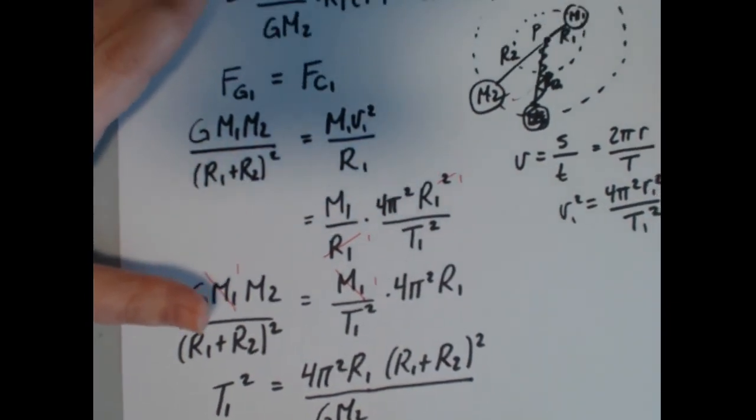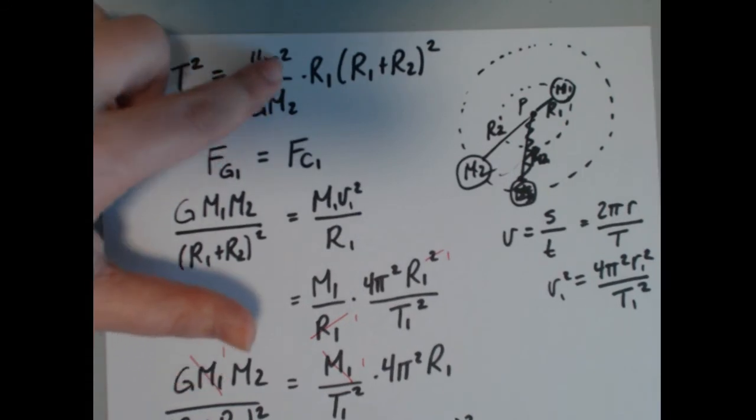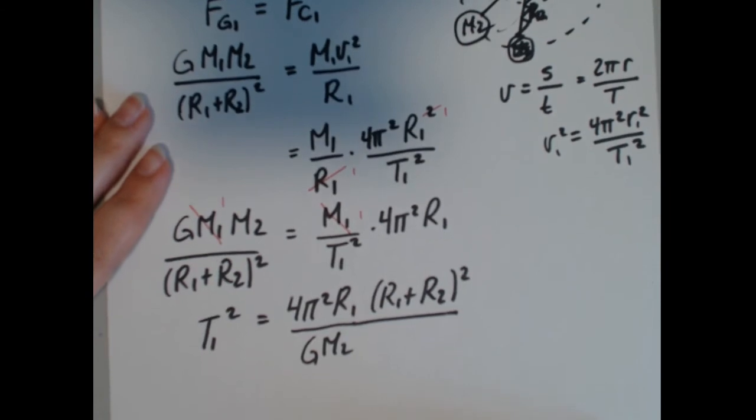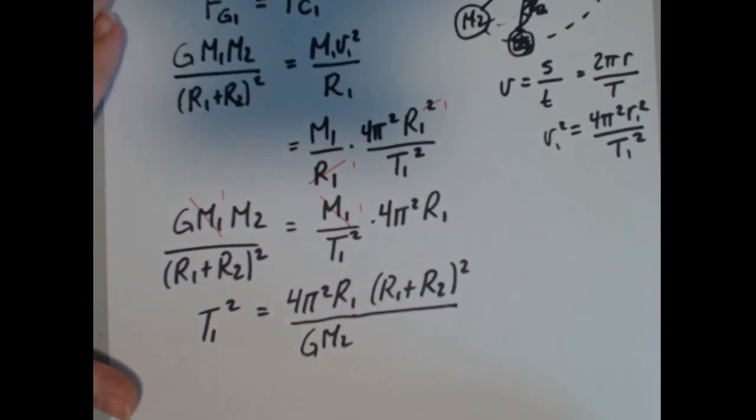Okay, so this is essentially what we have up here, right? Except here we just have the constant together and then the (R1 plus R2) squared together. But I mean, that's essentially it. We've derived the formula.